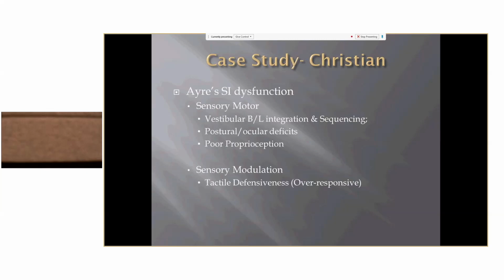When we did our evaluation, we came to find that his deficits were within the sensory motor section: the vestibular bilateral integration and sequencing, postural ocular, and poor proprioception. And then sensory modulation, he did have an over-responsive to tactile input. Again, we have to remember his birth history, he was born NAS. So it's tricky, but again, still trying to hit it at a young age. So let's see what we can do with sensory integration, and then we'll work on some of the other things later.